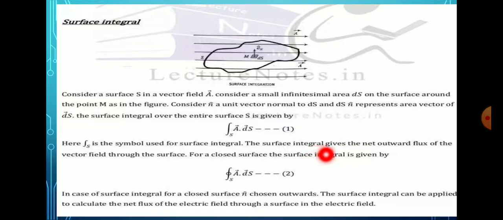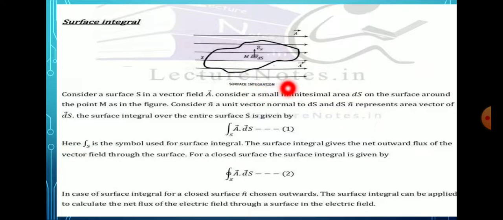The surface integral gives the net outward flux of the vector field throughout the surface. For a closed surface, the surface integral is given by the closed integral. Here, if we take the dot product A bar dot ds bar, it represents the flux of the vector field A bar throughout ds. The flux of the field A bar throughout the surface S can be obtained by integration of A bar dot ds bar over the entire surface.